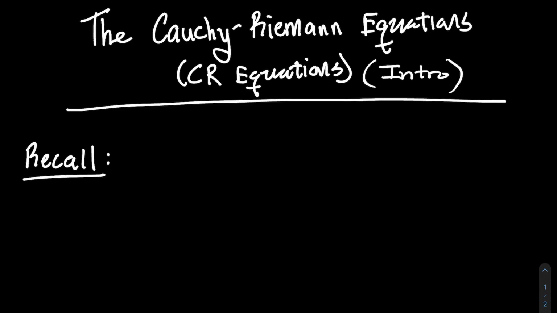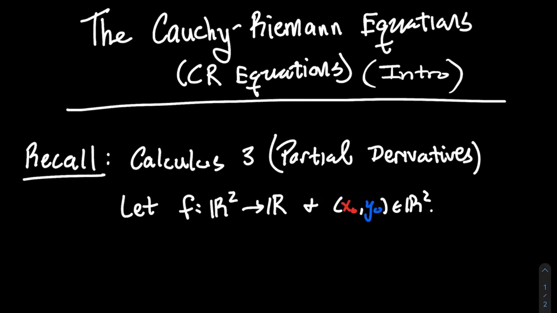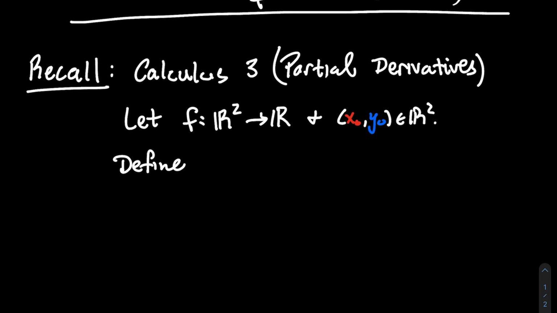So here's what we need to recall from Calculus 3. And specifically, we need to recall how partial derivatives work. So let's take a function whose domain is the plane, or maybe some subset of the plane, and which spits out a real number. And let (x0, y0) just be a point in the plane. And again, I'm not talking about complex numbers now. We're thinking about Calculus 3. And let's define the following limit.